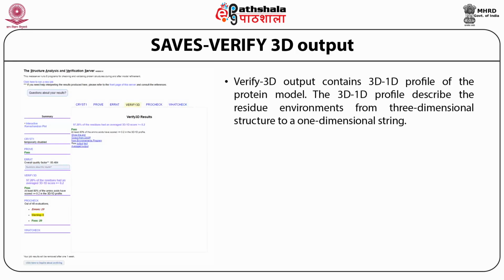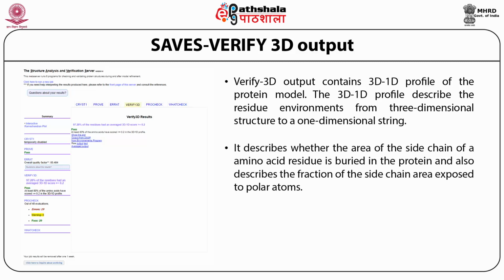If we click the menu of Verify 3D, it gives again the plot. So the Verify 3D output contains the 3D-1D profile of the protein model. This 3D-1D profile describes the residue environments from the three-dimensional structure in a one-dimensional string. How the amino acids are arranged. It describes whether the area of the side chain of amino acid residues is buried inside the protein. It also tells whether it is exposed. It also describes the fraction of side chain area exposed to the polar solvent, or whether the side chains are inside the protein, whether a hydrophobic patch is there, or a hydrophilic patch. All this information can be obtained in the 3D-1D.